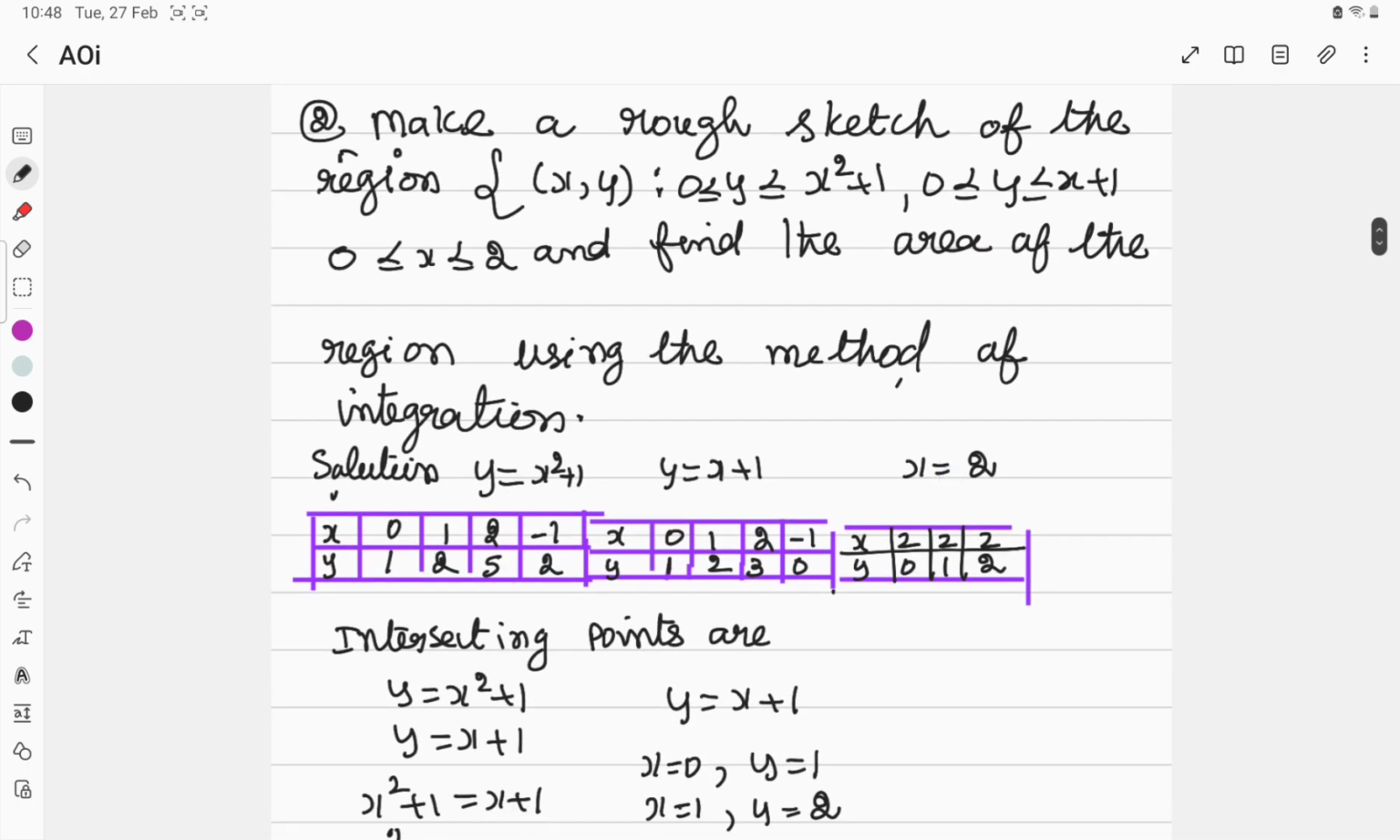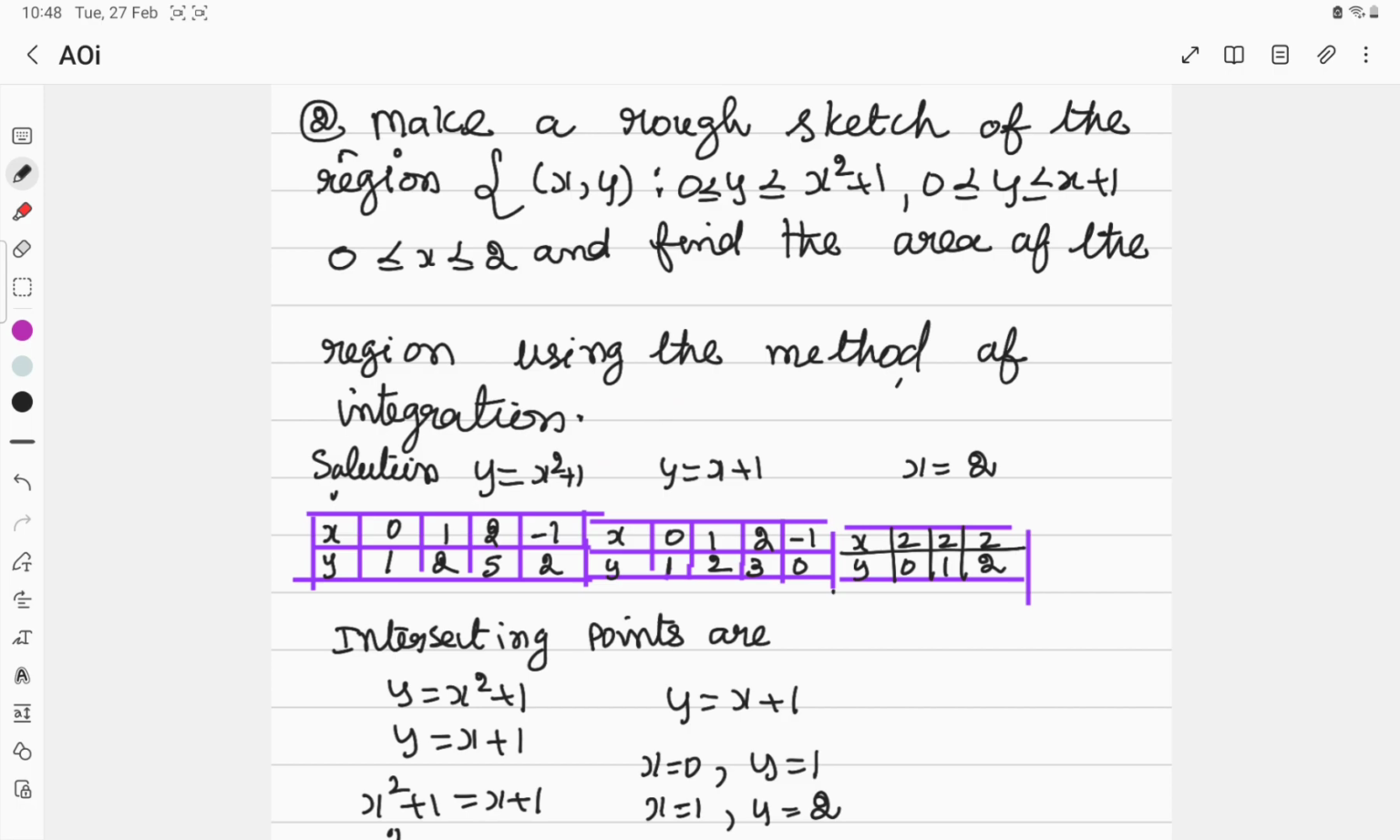Second one. Make a rough sketch of the region (x, y) such that y is greater than or equal to 0 and less than or equal to x square plus 1, and y is greater than or equal to 0 and less than or equal to x plus 1, and x is greater than or equal to 0 and less than 2, and find the area of the region using the method of integration.